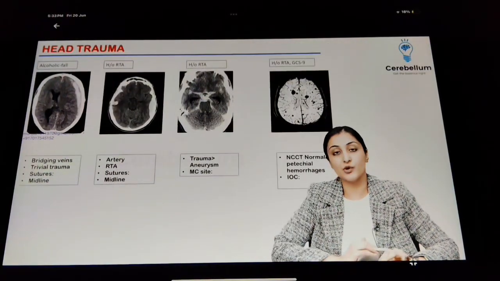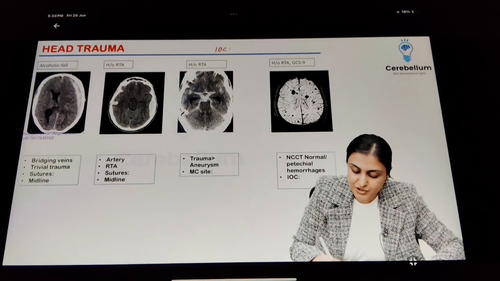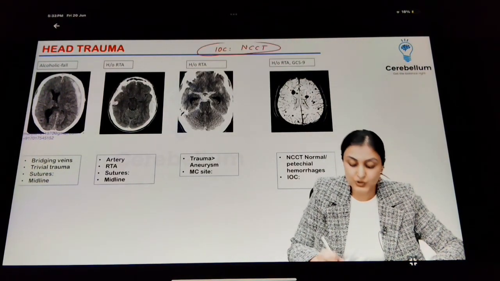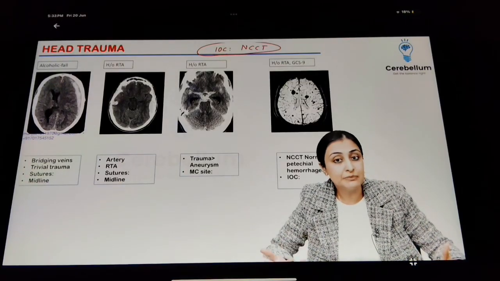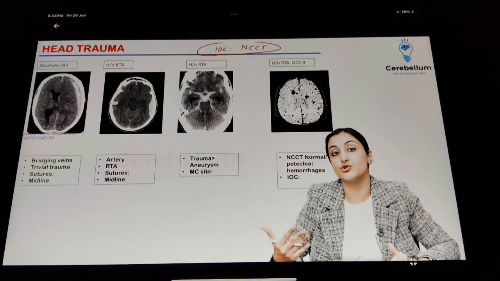Now jumping onto the most important topic, you usually get one question from this, and that is head trauma. So what you want to remember here, the investigation of choice for head trauma is NCCT. We've already been through this. Anytime I want to see acute hemorrhage, it's going to be hyperdense on the CT, it's going to be white, and that's why I do a non-contrast CT. Now we have to see the shape of the acute bleed in order to decide where it is located.